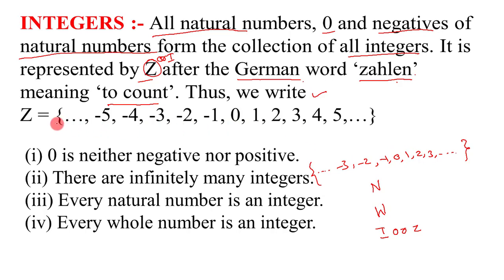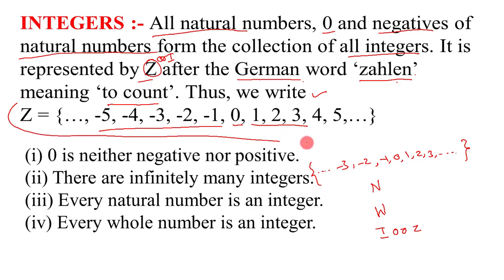Okay, and the set of integers: the natural numbers, 0, and the negatives of natural numbers form the set of integers. Here you need to understand a few important concepts regarding the set of integers. 0 is neither positive nor negative. That means we cannot assign any sign to this 0. 0 will be treated as neutral.